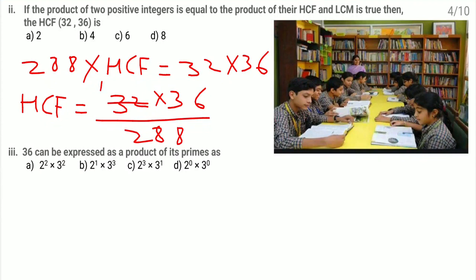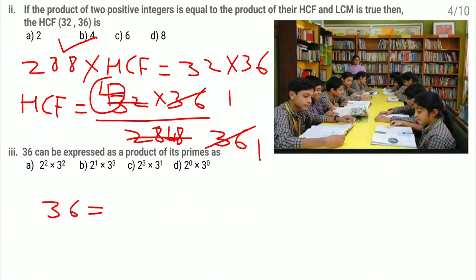Now 8 4s are 32 and 8 3s are 24. 4 is remaining here, and 8 6s are 48, and 36 ones are 36. Now what is left here? 4. So HCF of these 2 numbers is 4. So option B is the correct one. Now 36 can be expressed as a product of its primes as, see, 36. Already we know the prime factors of 36. 9 4s are, I said, 9 means 3 square and 4 means 2 square. See, so option A is the correct one.